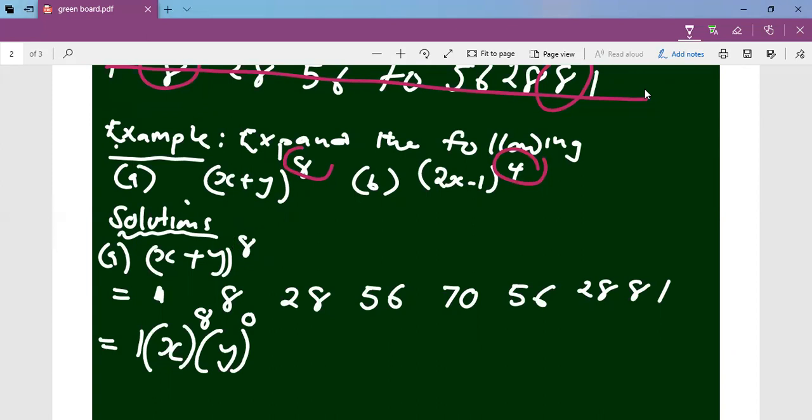Then the next coefficient to be used is 8. So 8 multiplied by the first term, which is x. So now this shall reduce by 1 from 8 to go to 7. The other one will go to y. So you have got y to the power 1 plus the next coefficient is 28.